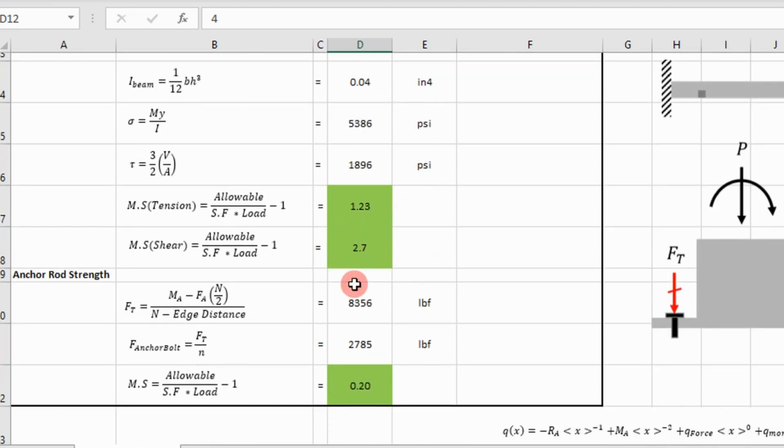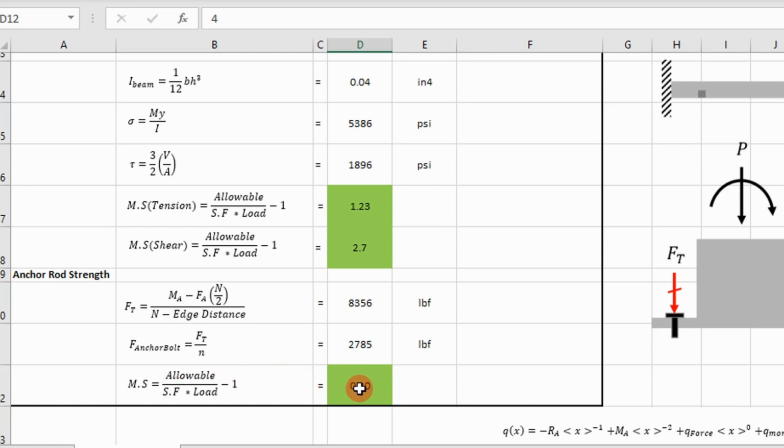So check it out. Our design right here is better now because we've decreased the size and we're spending less money on the base plate. So you can toy with that. And then our anchor rod strength, it changes based on the number of bolts and also on the other variables, but in particular it's positive right now.